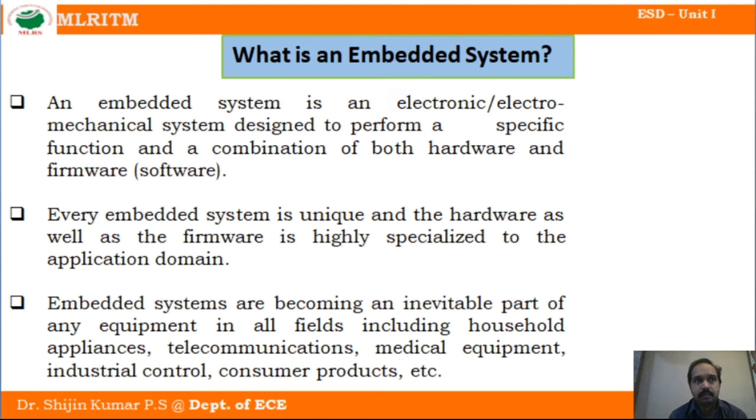So this is a typical example for an embedded system. This air conditioner consists of electronic components and mechanical components. There is a software that is stored inside the air conditioner's microcontroller. So it is a combination of hardware and software. And this air conditioner is specifically built for a particular purpose, just cooling the room, to maintain the temperature inside the room. That is the only function of an air conditioner.